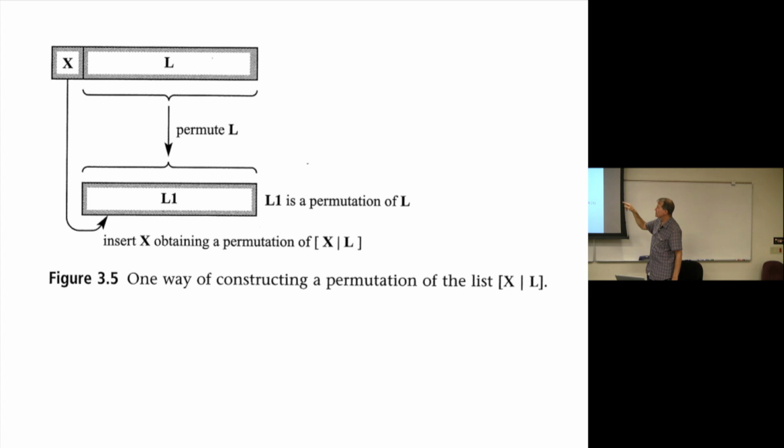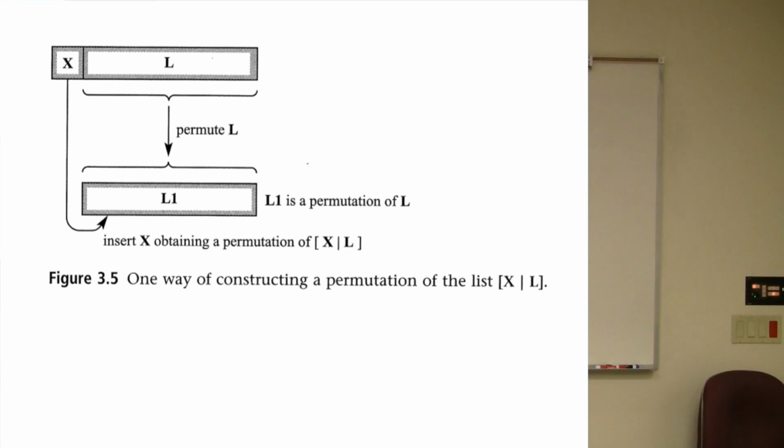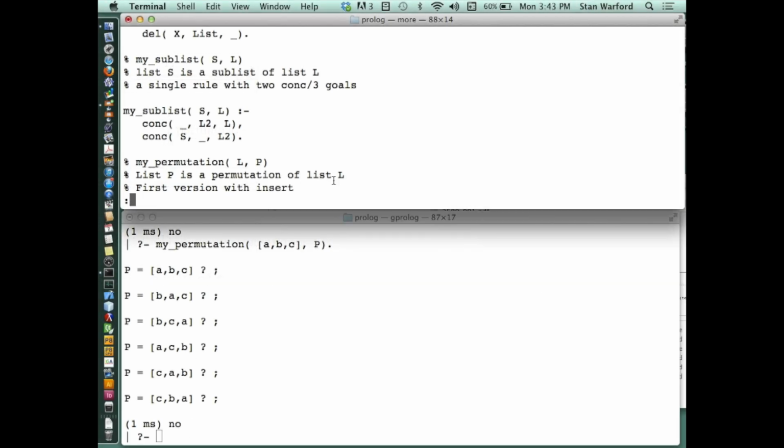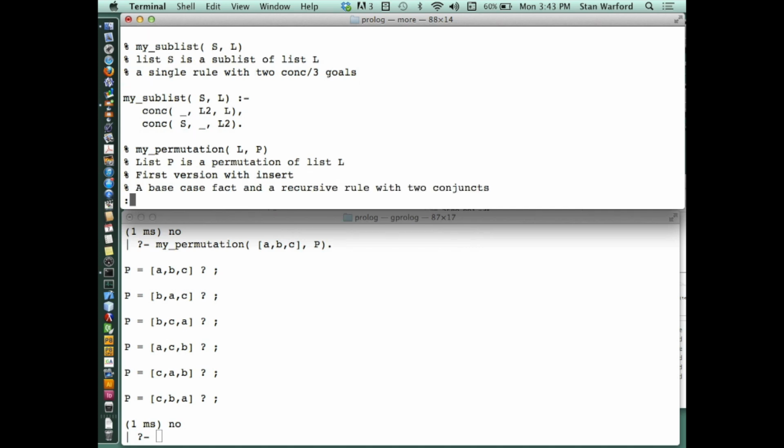What you do is you insert X into the permutations of L1 to get all the permutations of X as the car of L1, as the car of L. Is everybody with me? So how would you do that? Let's go back to our code. In our code, what do we have? It's a base case fact and a recursive rule with two conjuncts.